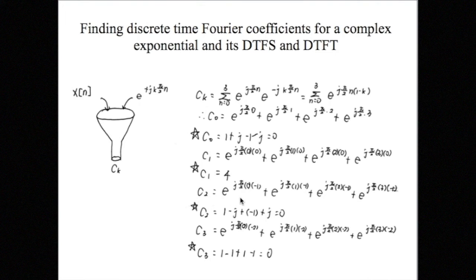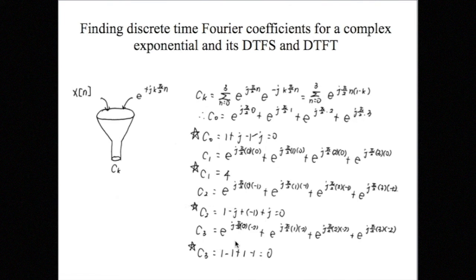c2 equals e to the power of j pi over 2 times 0 times negative 1 plus e to the power of j pi over 2 times 1 times negative 1 plus e to the power of j pi over 2 times 2 times negative 1 plus e to the power of j pi over 2 times 3 times negative 1. So c2 equals 1 minus j minus 1 plus j equals 0.